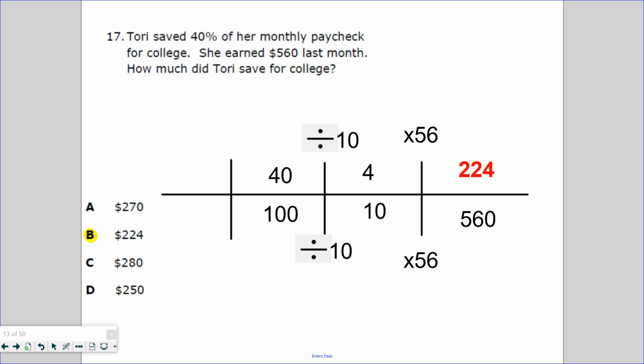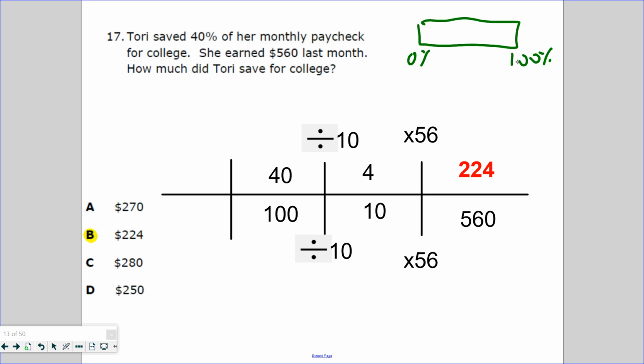And in the next part of the test, you'll need to know everything about percents. In case you forgot, a percent means out of 100%. This is 0% when hardly anything is shaded, and 100% when the whole thing is fully shaded. Tori saved 40% of her monthly paycheck for college. She earned $560 last month. How much did she save?